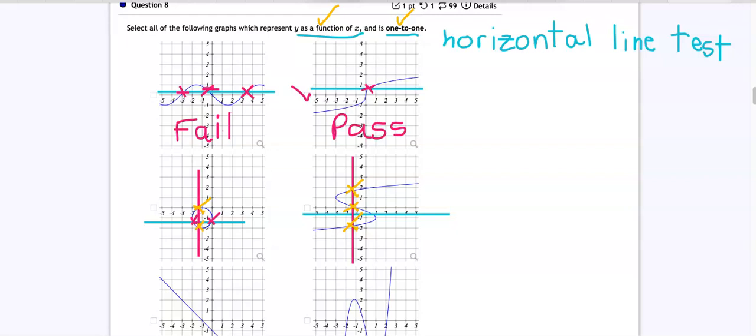This one passed the vertical line test, so it was a function, and it passed the horizontal line test, so this is both a function and one-to-one, so we check this box. This one failed both tests. It fails the horizontal and it fails the vertical, so it is neither a function nor one-to-one. In this one, it passes the horizontal line test but fails the vertical line test, so while it is one-to-one, it's not a function. So of these combinations, you have to pass both the vertical line test and the horizontal line test, or the graph does rather, in order for you to check the box.